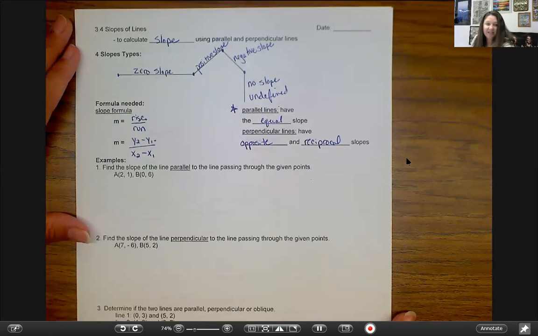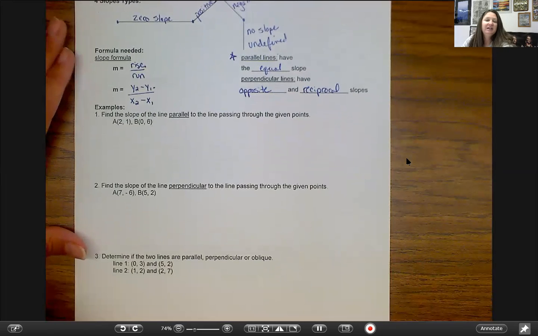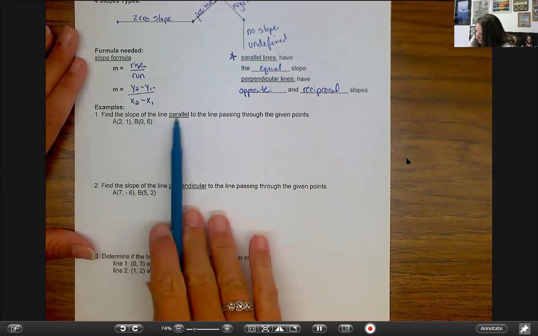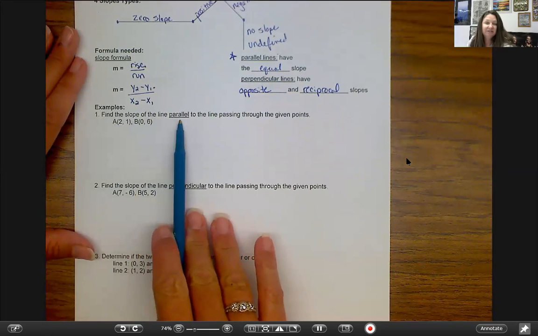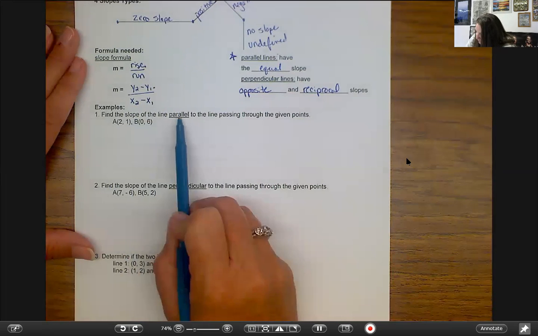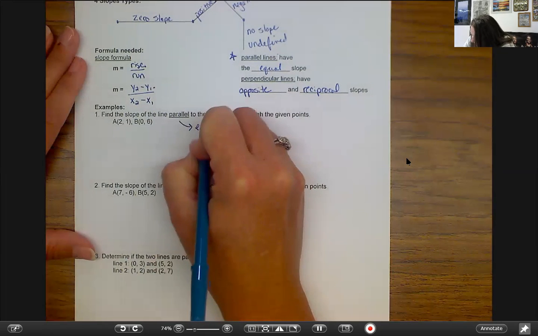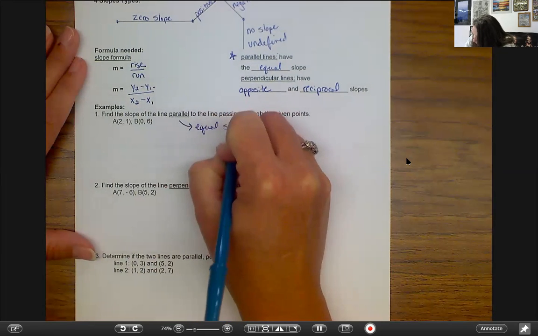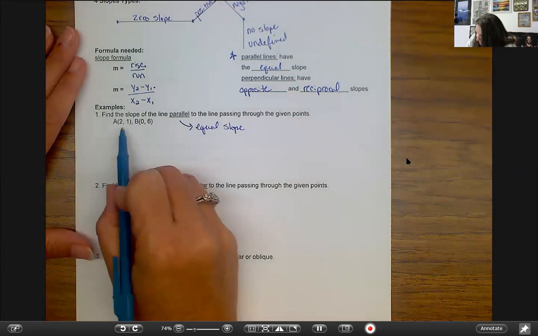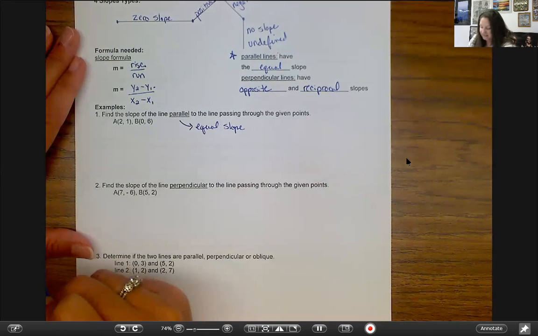So let's go ahead and take a look at what this looks like with just a few examples on our slope. We want to find the slope of the line that runs parallel to the line through these given points. If it's running parallel, I'm going to pick an equal slope to the line containing these two. So whatever the slope is for this one, our parallel line will also have to have that exact same slope.